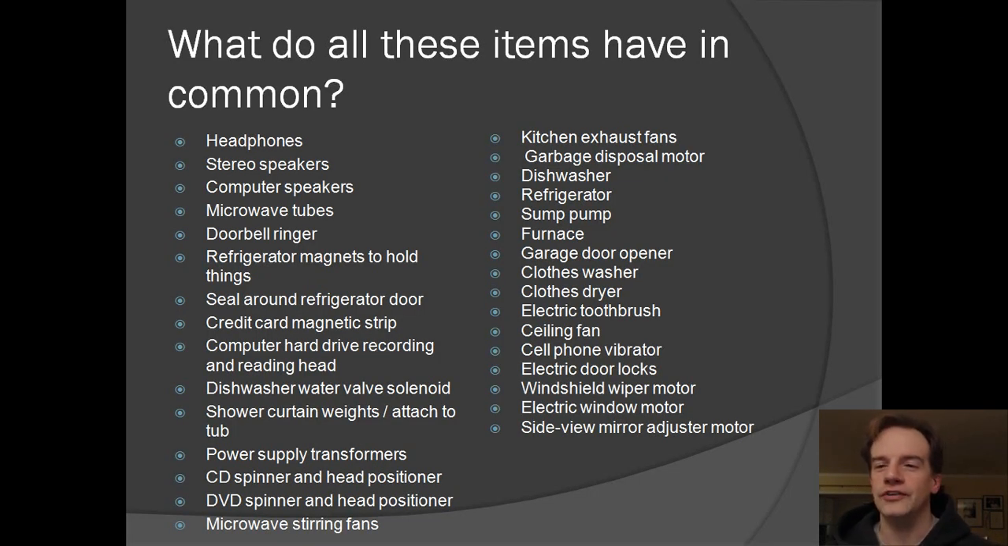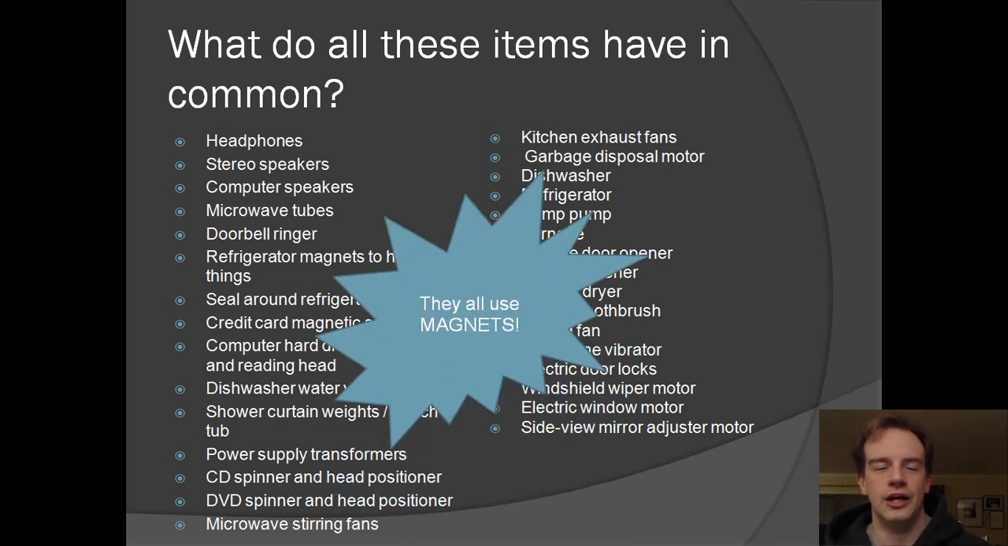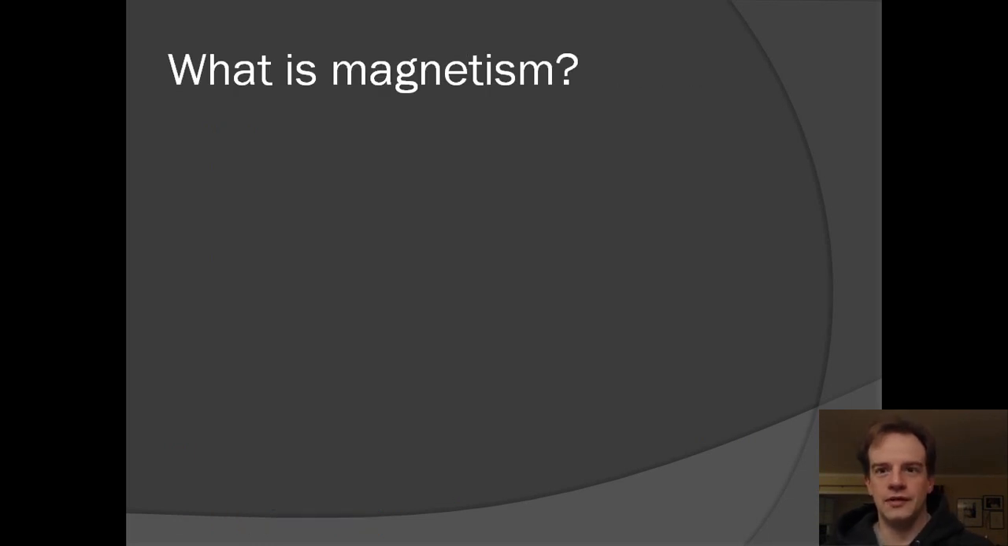So what do all of these items have in common? Headphones, furnace, clothes dryers, dishwasher valves, power supplies, DVD spinners. Well, they all use magnets. So what is magnetism? What is it that makes all these things that we use work?